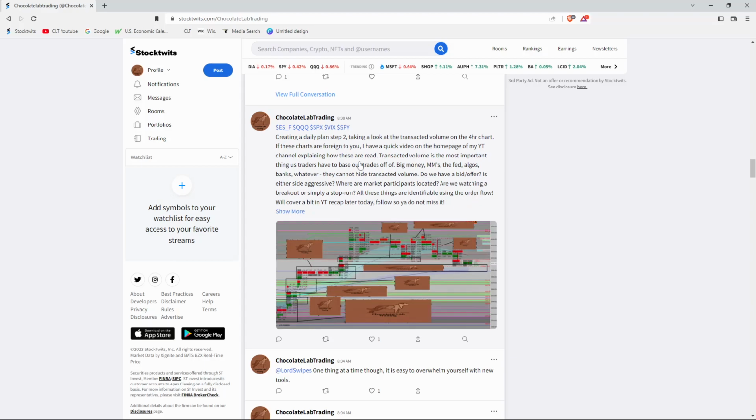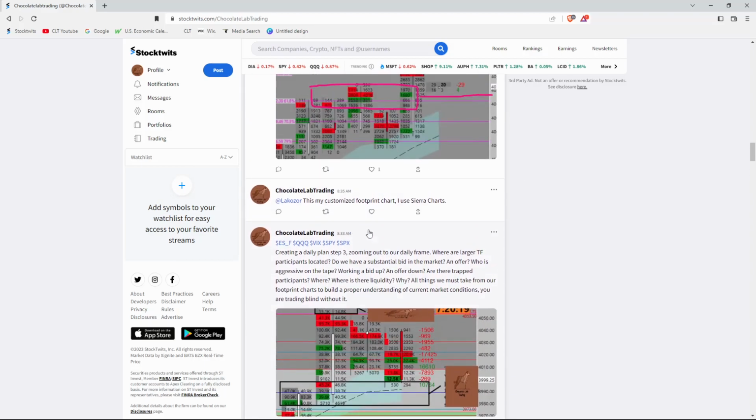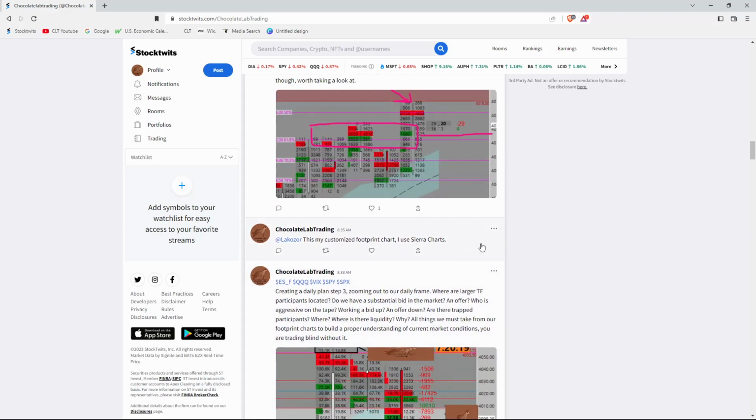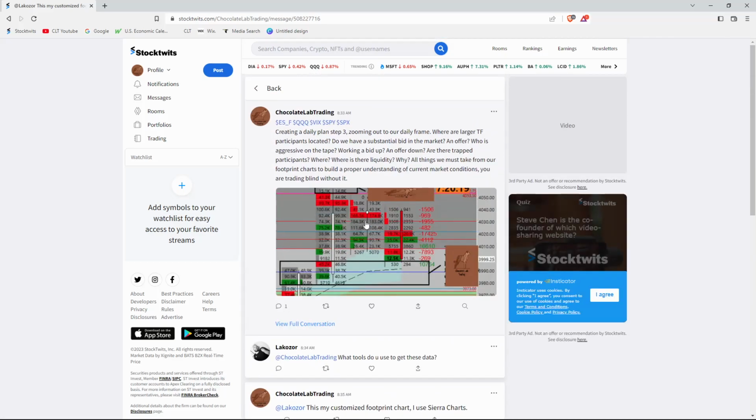Right? So if you guys want, you could pause and read that. I feel like I go over this daily, so for the people who actually watch the videos every day, it might be a little repetitive. People ask, what are these charts? Again, these are footprint charts.